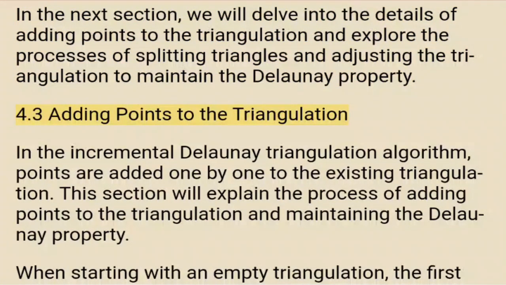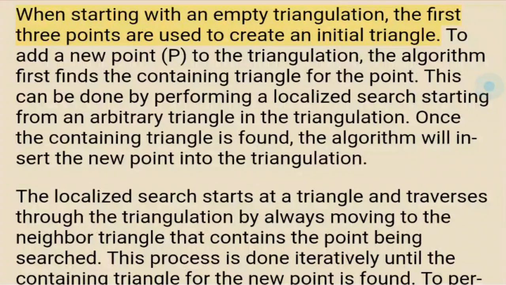4.3 Adding points to the triangulation. In the incremental Delaunay triangulation algorithm, points are added one by one to the existing triangulation. This section will explain the process of adding points to the triangulation and maintaining the Delaunay property. When starting with an empty triangulation, the first 3 points are used to create an initial triangle. To add a new point P to the triangulation, the algorithm first finds the containing triangle for the point. This can be done by performing a localized search starting from an arbitrary triangle in the triangulation. Once the containing triangle is found, the algorithm will insert the new point into the triangulation.